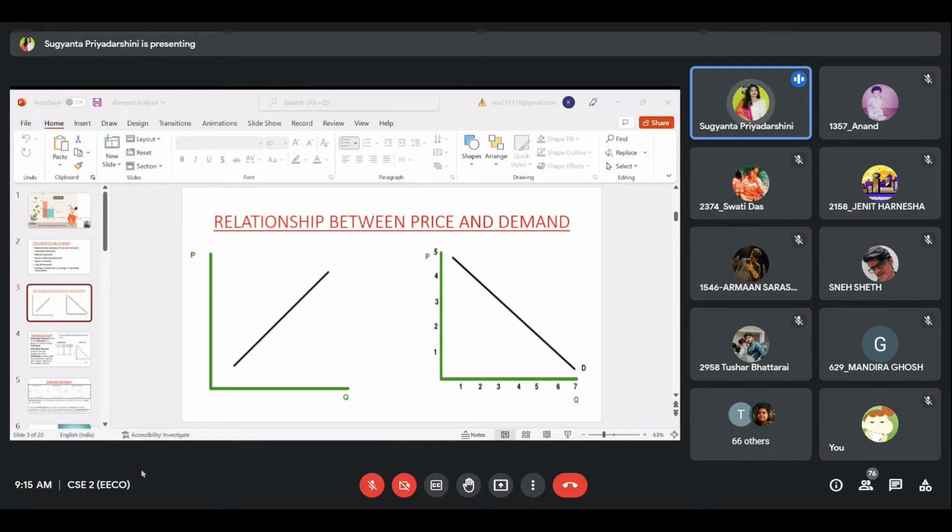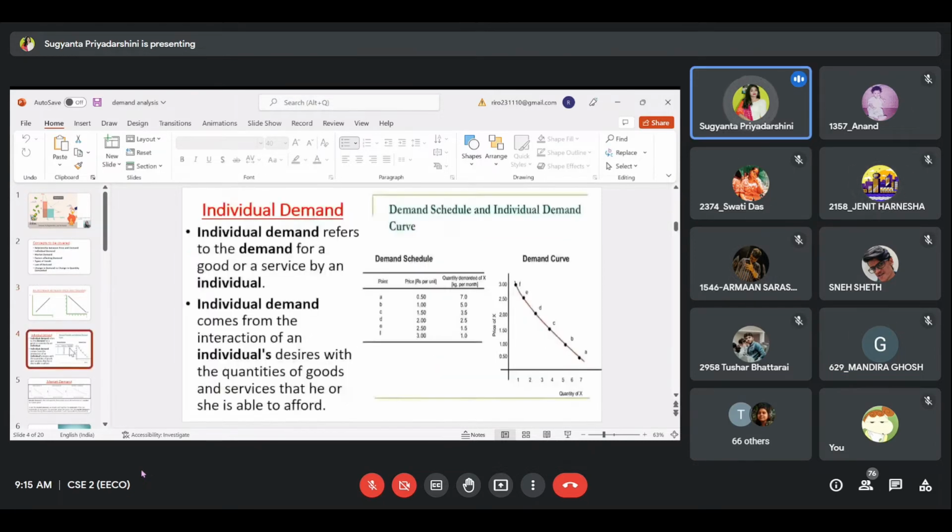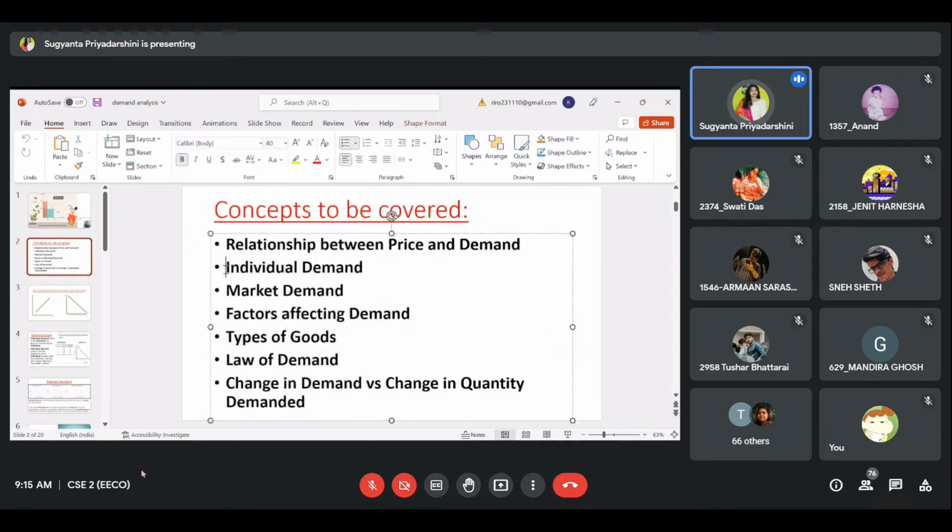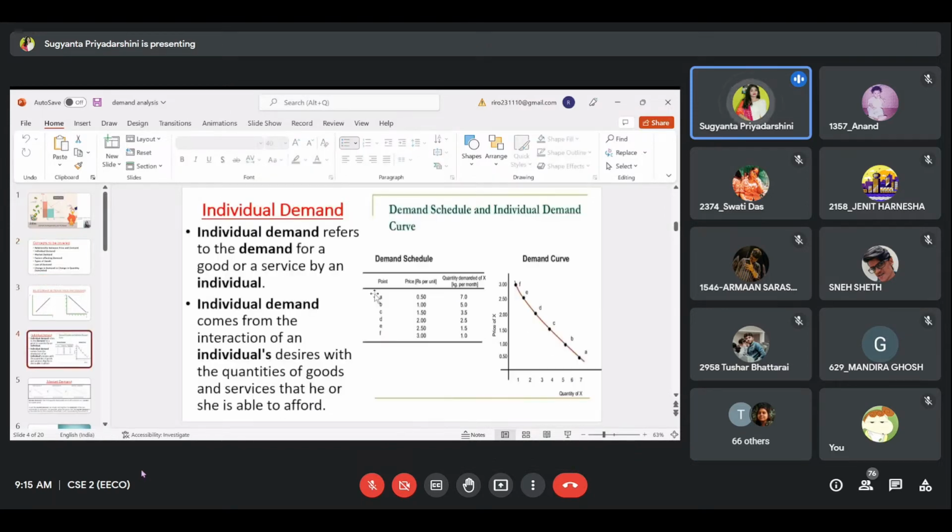Is it understood, guys? Yes, ma'am. Okay. So now coming to the next one, that is individual and market demand. So what is this individual demand? Before that, is individual demand a micro concept or macro concept? Micro concept. Very good. Acha. So what is this individual demand?